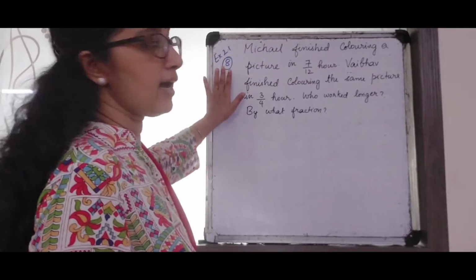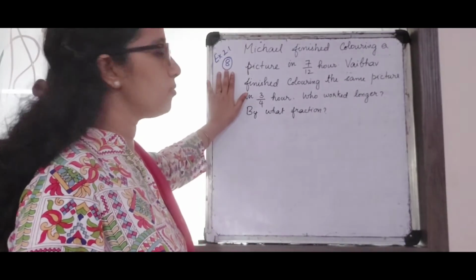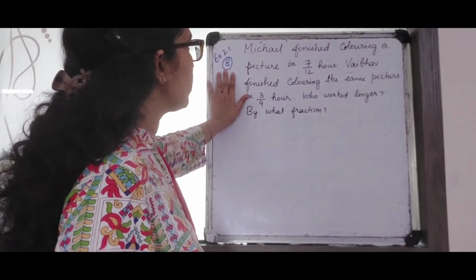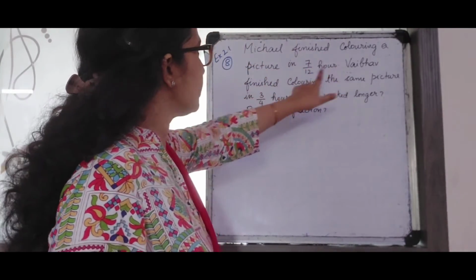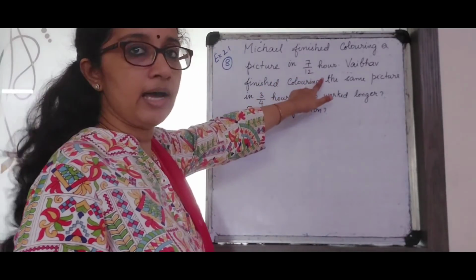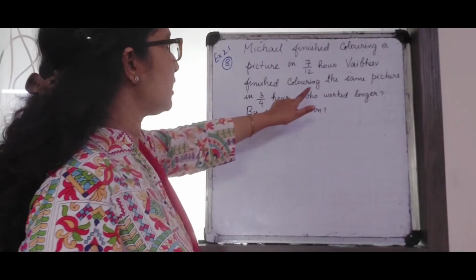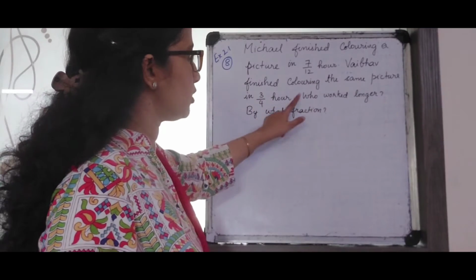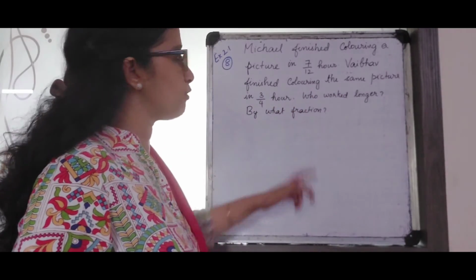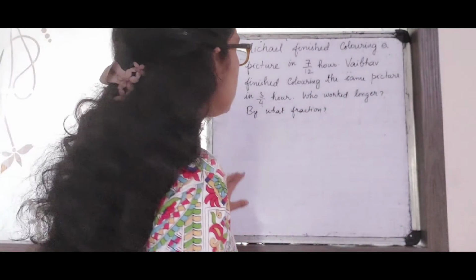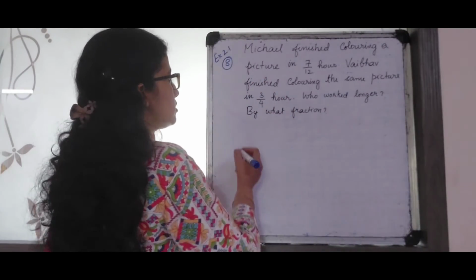Okay, now we can see the last problem, that is the 8th problem in this exercise. Okay, what is the question? Michael finished coloring a picture in 7 by 12 hours. Vaibhav finished coloring the same picture in 3 by 4 hours. Who worked longer by what fraction? It's very easy, right? We just have to compare these two fractions.